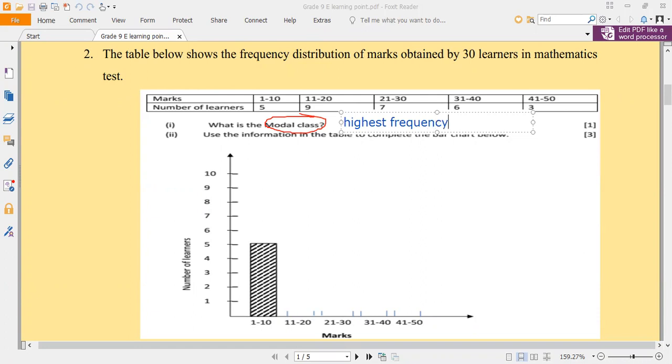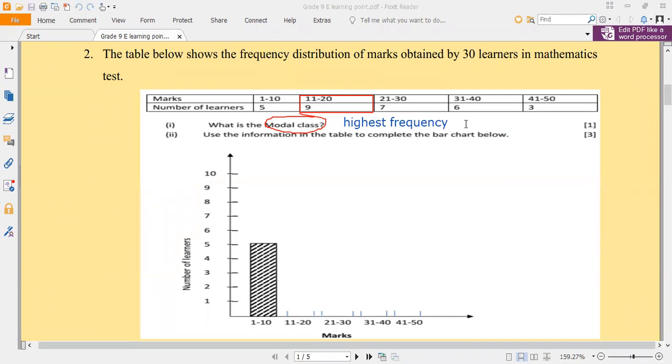Frequency. So the highest frequency, we're talking about the one that has the highest number. If you check from the table here, the highest number that we have is 9. The highest number that we have here is 9, because we have 5 here, we've got 9, we've got 7, got 6, and got 3. But the highest number that we have here is 9.